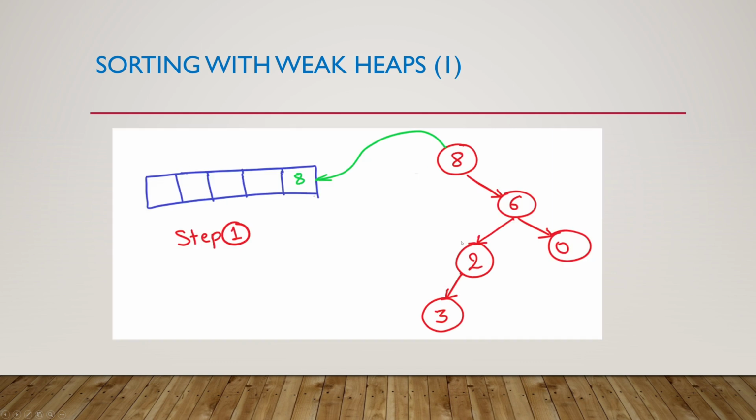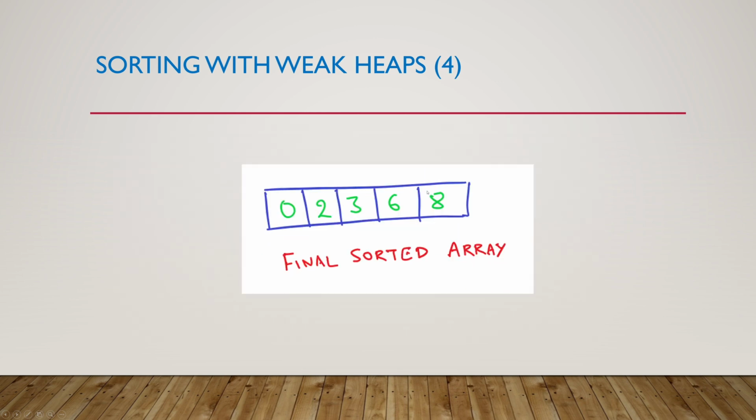We started with a weak heap, 8 towards 6 towards 2, 3 and then 0 on the right-hand side of 6, but in the end we got 0 2 3 6 8, which is sorted.